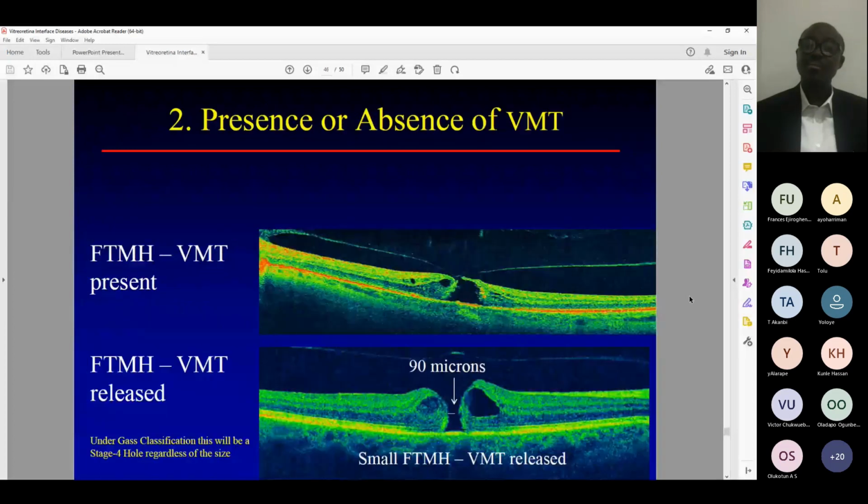We are 35 minutes. Next slide. So we look at whether there's presence of VMT or no presence of VMT. So the first one is a full thickness macular hole with VMT present. The next one, full thickness macular hole, VMT released. Next one. Next slide, please.